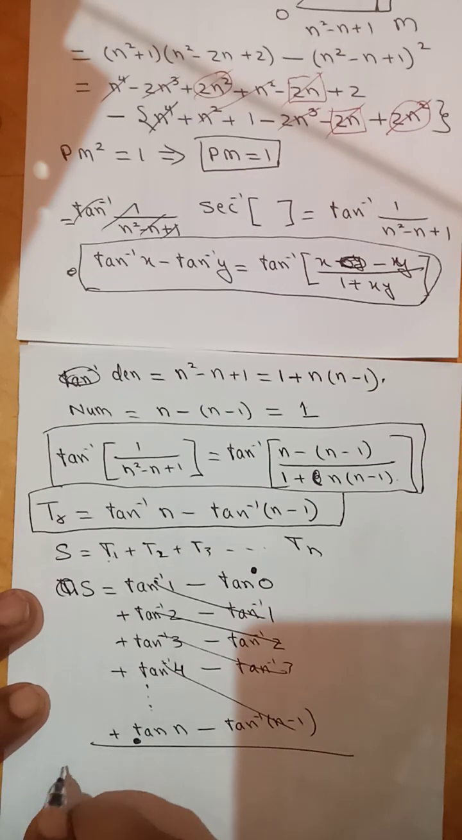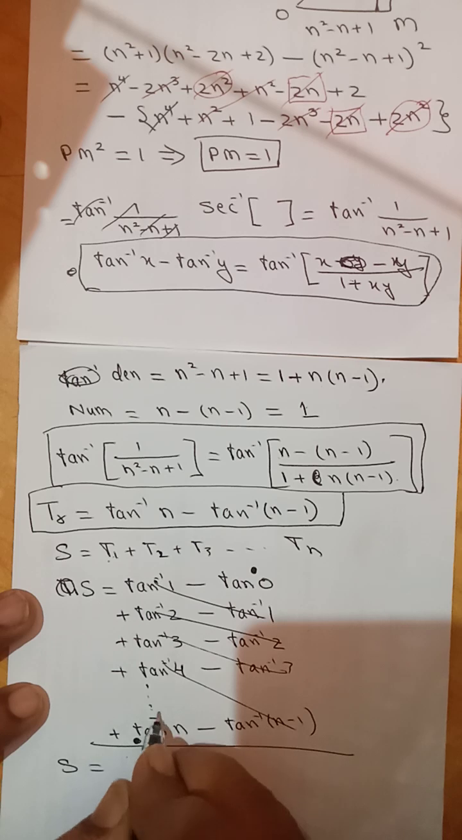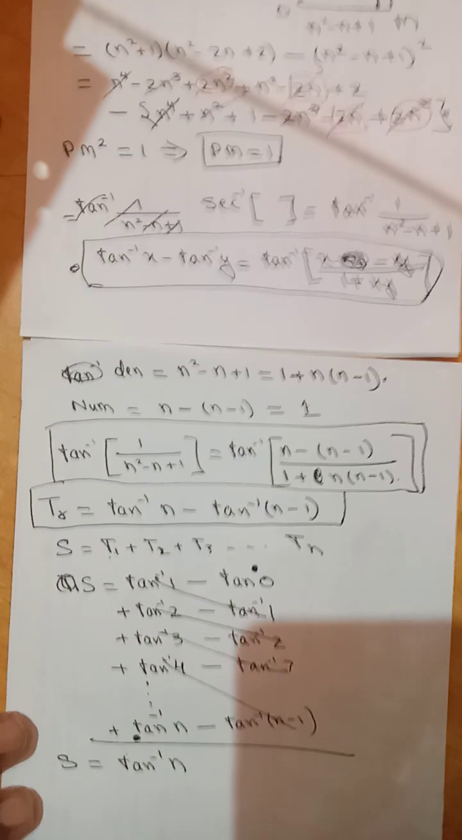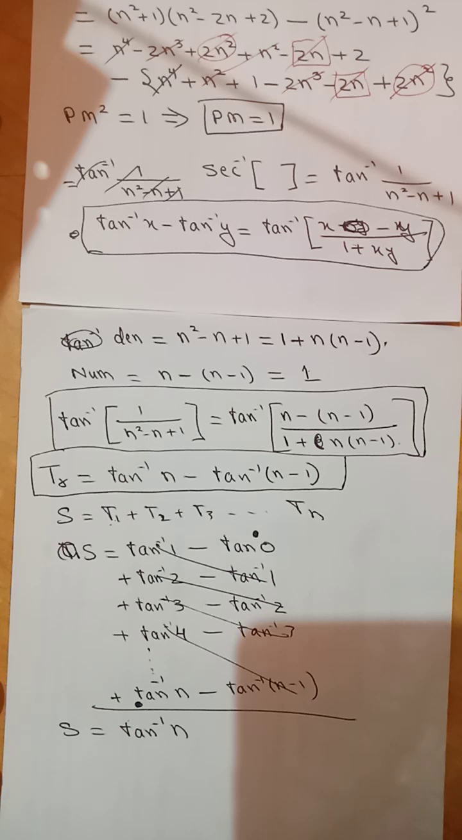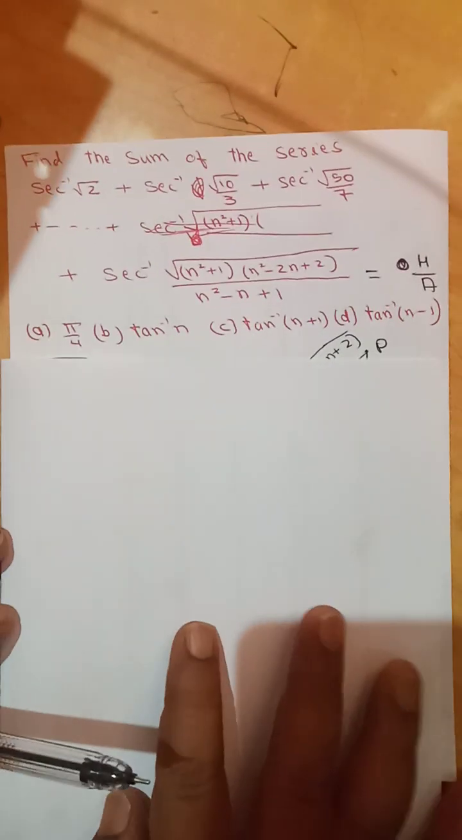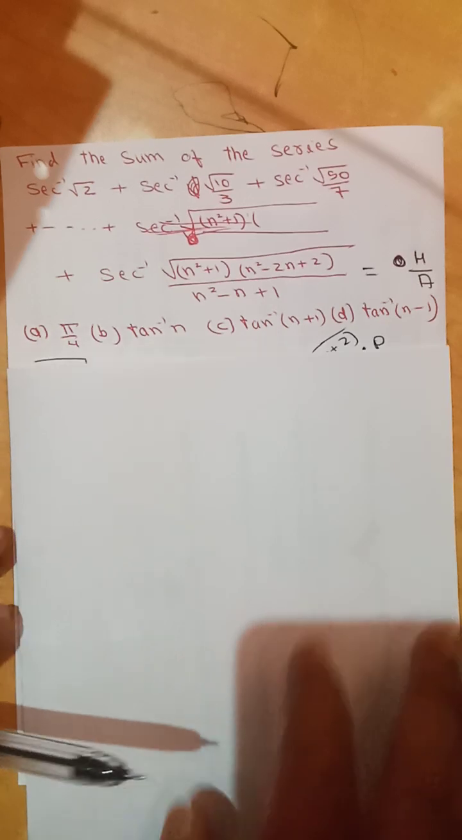Then S is equal to tan inverse of n minus tan inverse of 0, which is 0 only. I will not write. S is equal to tan inverse n. This is by first method. Okay. Now I will do this problem by second method. I will do the same problem by second method.